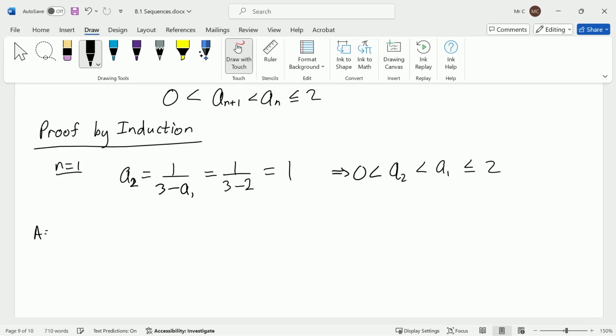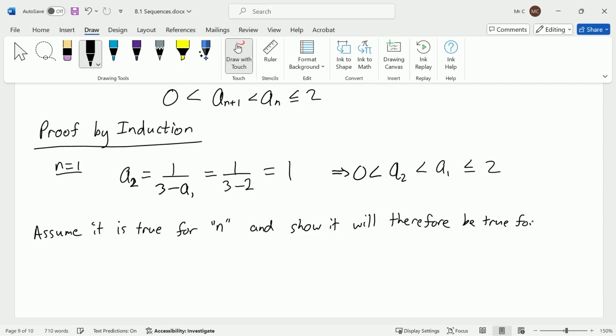So now we assume it is true for n and show it will therefore be true for n plus 1. Okay, so since it's true for n, we have some a sub n plus 1. It's less than a sub n. It's less than or equal to 2 and greater than 0.